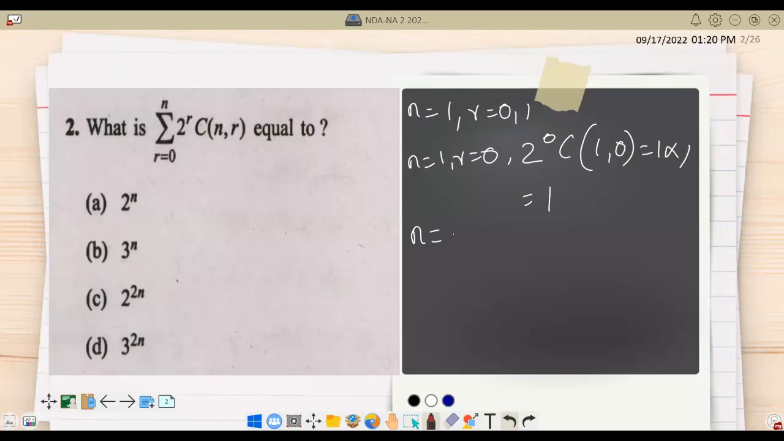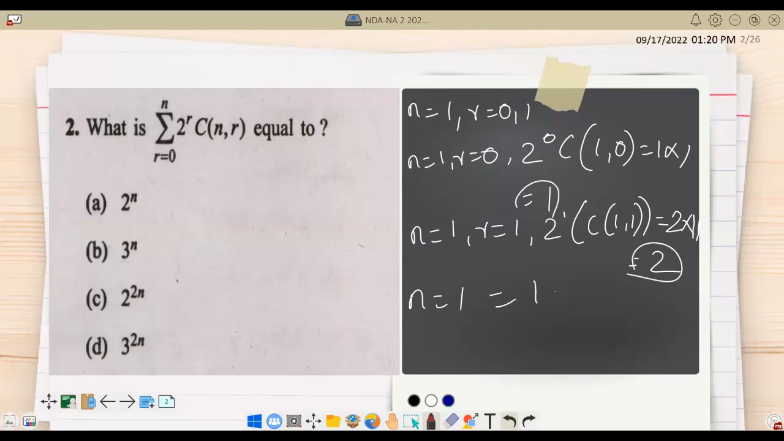And for n is equal to 1 and r is equal to 1, the value will be 2 power 1, C(1,1). 2 power 1 is 2, into C(1,1), which is also 1. So it is totally 2. So now the value for n is equal to 1 is 1 plus 2. Totally it will be 3. So the answer will be in the form of 3 power n.